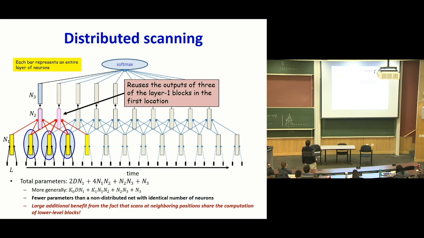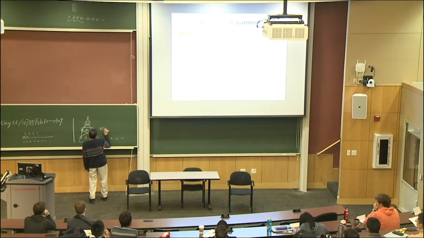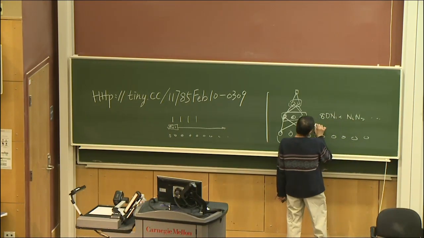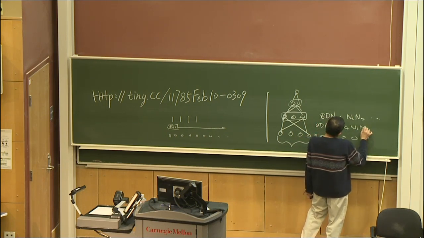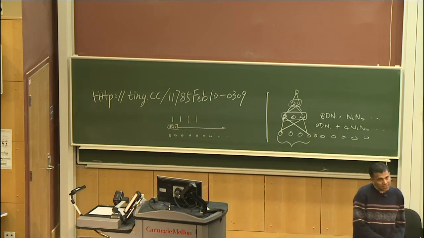So what has happened in this process? If you compare this number, observe that the second level neuron is still looking at 8 inputs, correct? Earlier the number we had was 8DN1 plus N1, N2, and so on. Now I have 2DN1 plus 4N1, N2, and so on, okay? The number has changed.